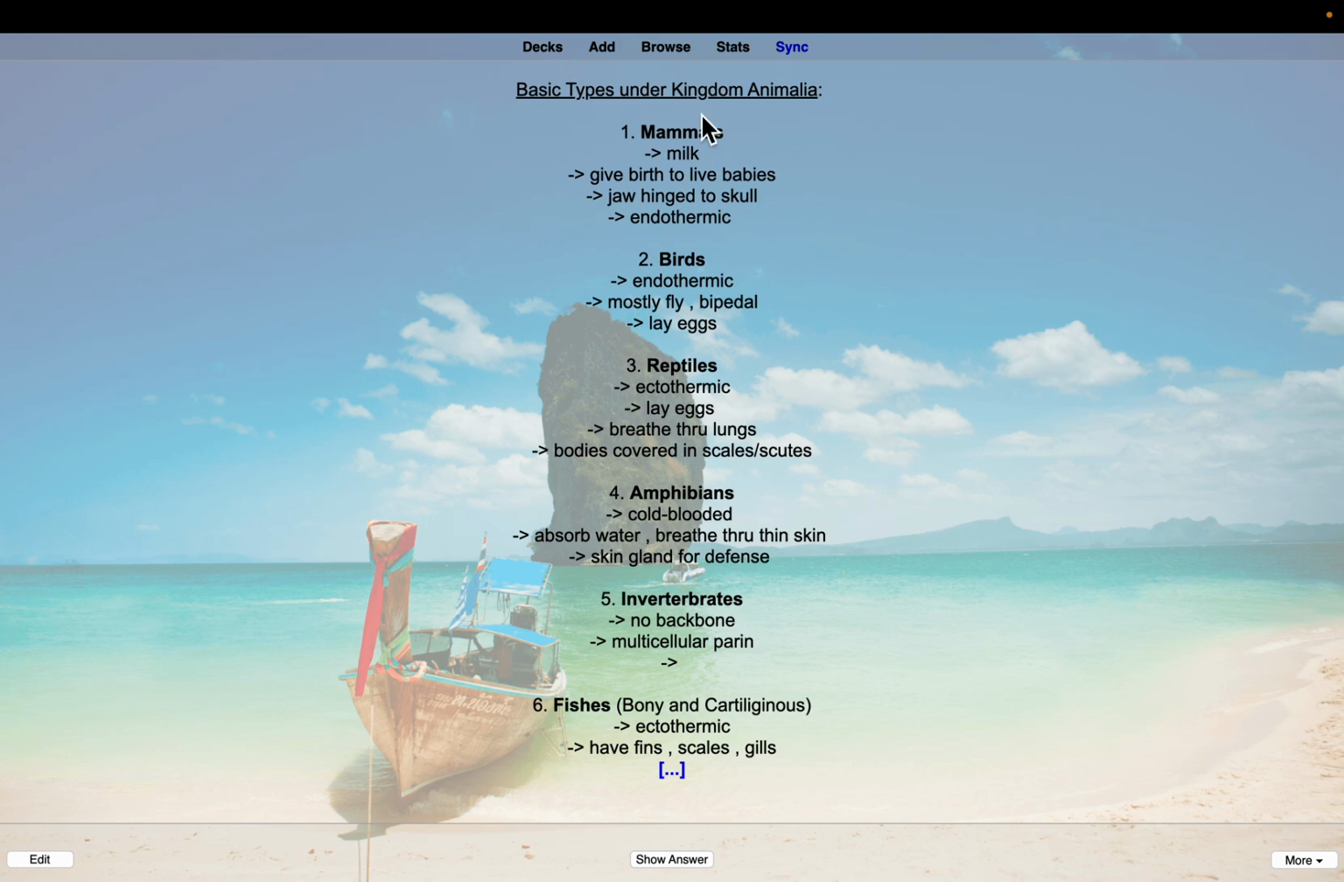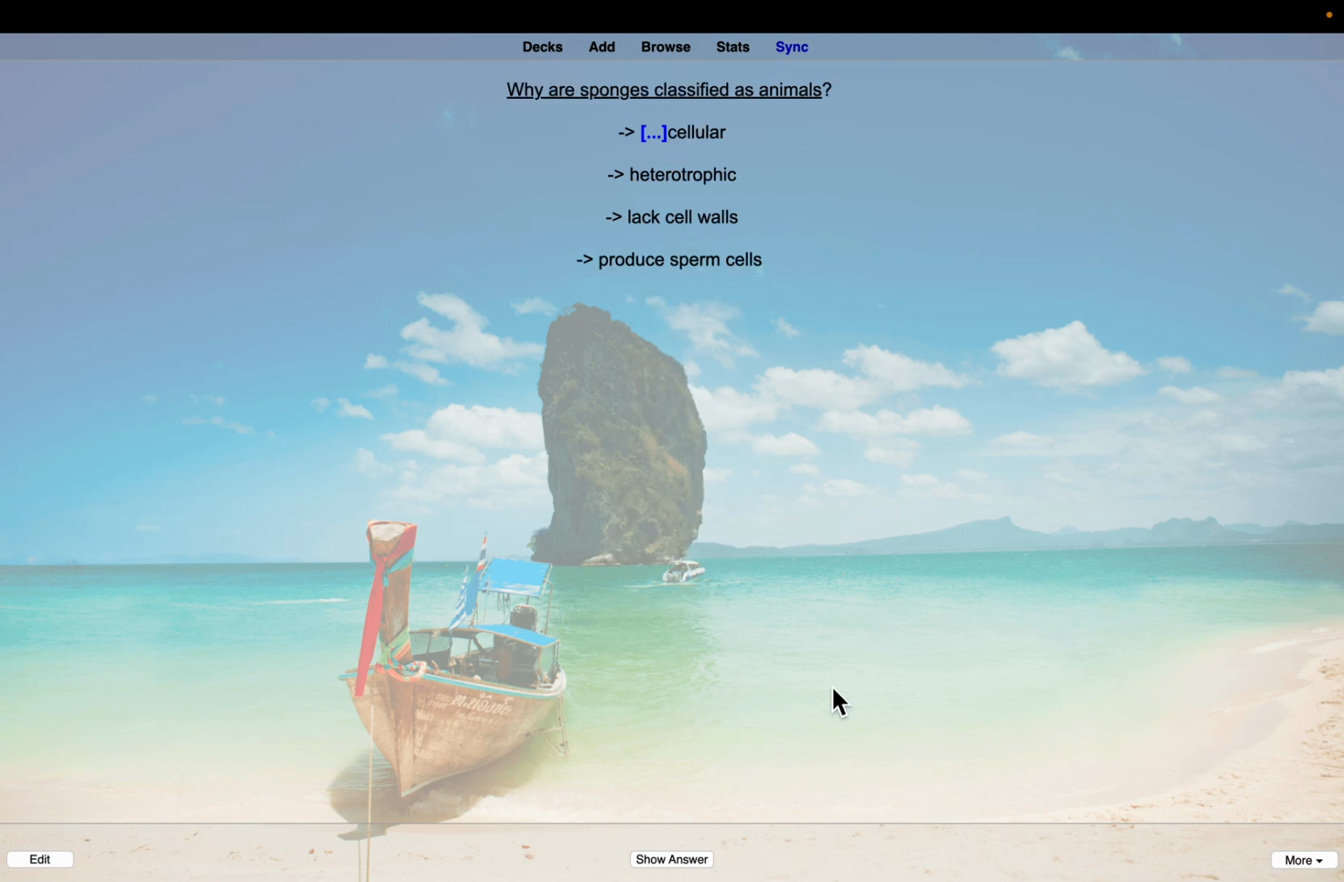Basic types under kingdom Animalia. We have mammals, birds, reptiles, amphibians, invertebrates, fishes, and that's it. Just take note of those characteristics.